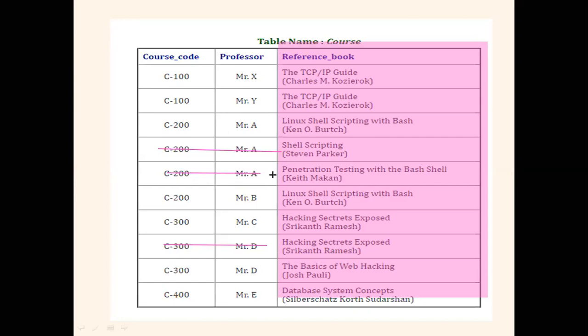In contrast to this, what do we have? Let us say we make this a primary key. So we have Mr. X, non-repeating values. And with respect to the non-repeating values, we are assigning courses C100, C200, C300, C400 as well. So this is how we can execute our data. Okay, let us go further.